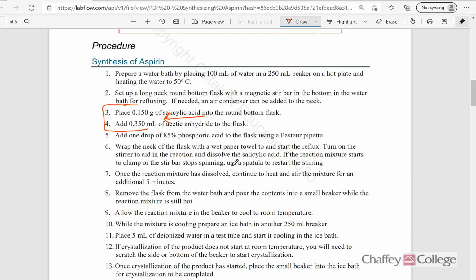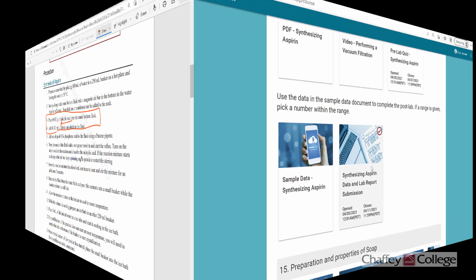We will use the numbers which are provided in the data sheet. So we will go over the data sheet and take a look at what numbers are provided to us, and we will use the numbers given to us in the data sheet to calculate percentage yield and theoretical yield.